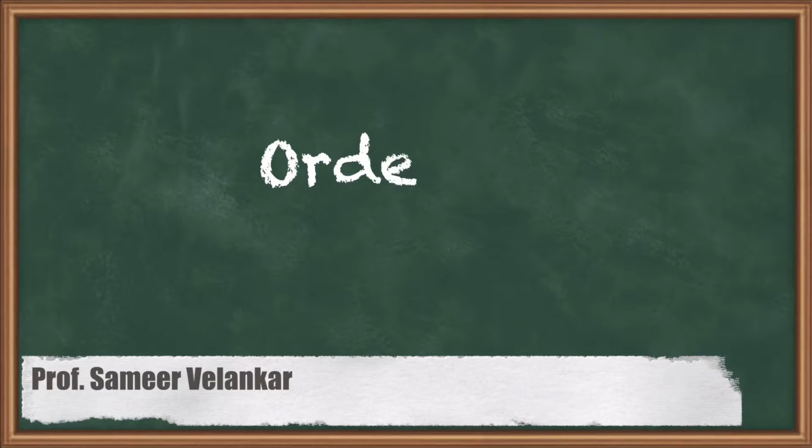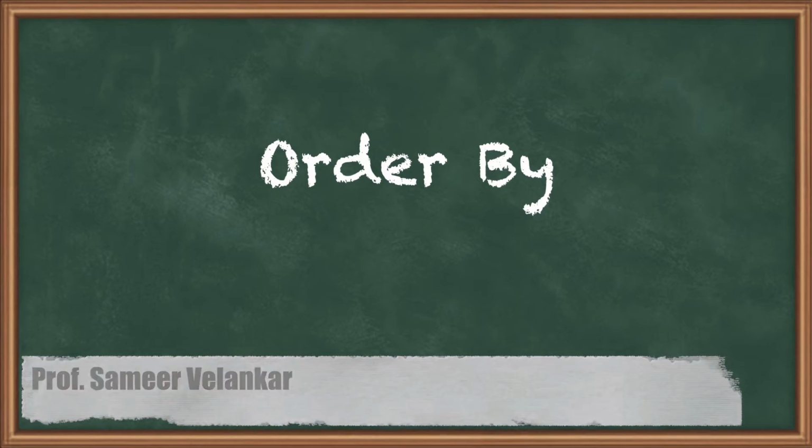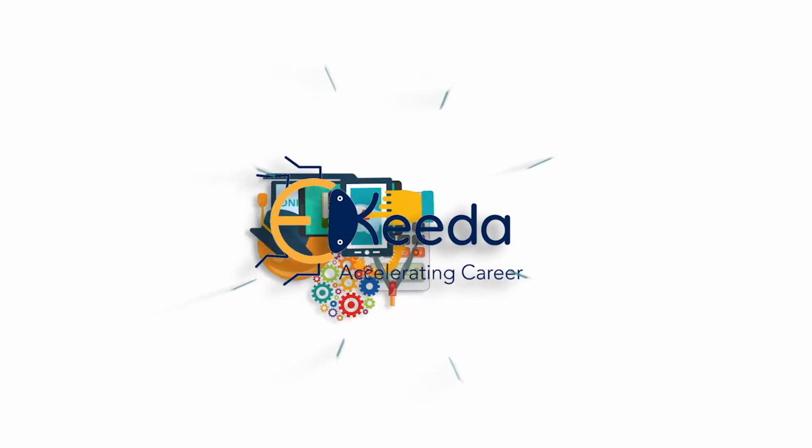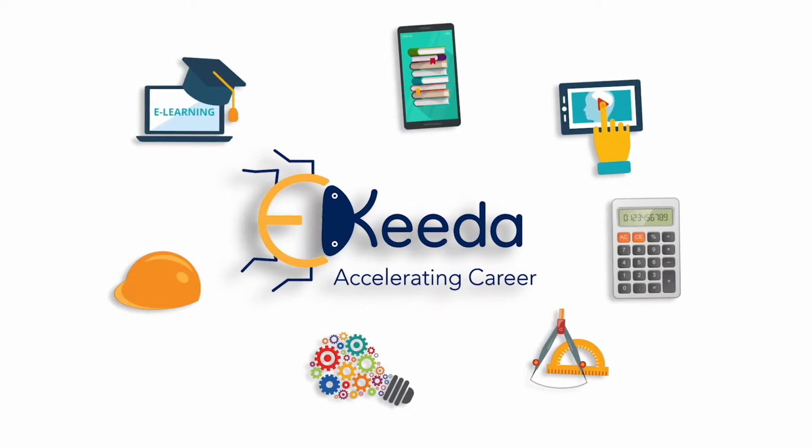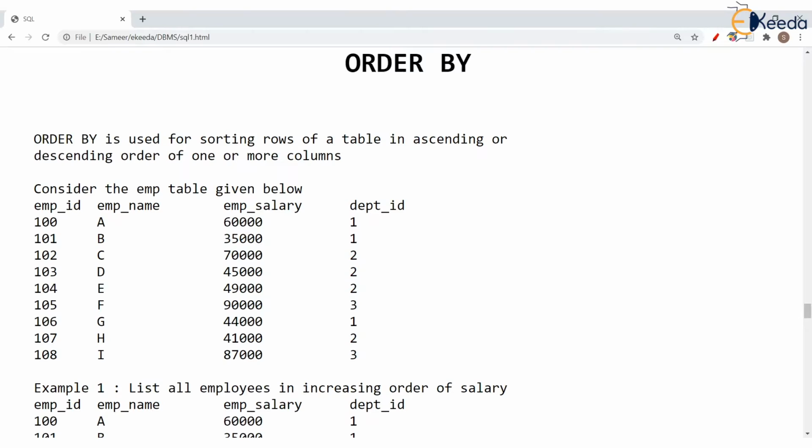Hello dear students. In this video, we will see the ORDER BY command, which is used in the SELECT clause or SELECT command. As the name suggests, ORDER BY is used for sorting rows of the table. Many times we want to list all the rows of the table in such a way that the rows are sorted, that is rearranged in increasing or decreasing order of some column.